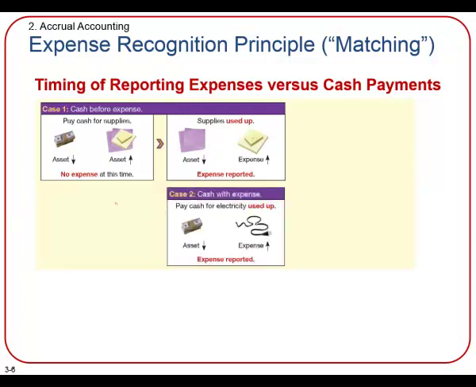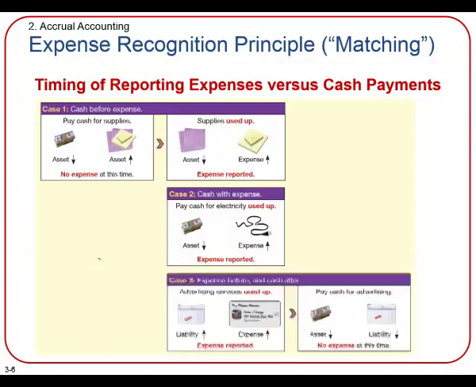In the next case, case 2, the cash is paid when the expense is incurred. This is the best case scenario. Sonic Gateway has arranged to make automatic monthly payments to its utility company for electricity at the end of each month. And because the electricity is used up in the current month, it's an expense of the current month. So we can decrease our asset and increase our expense.